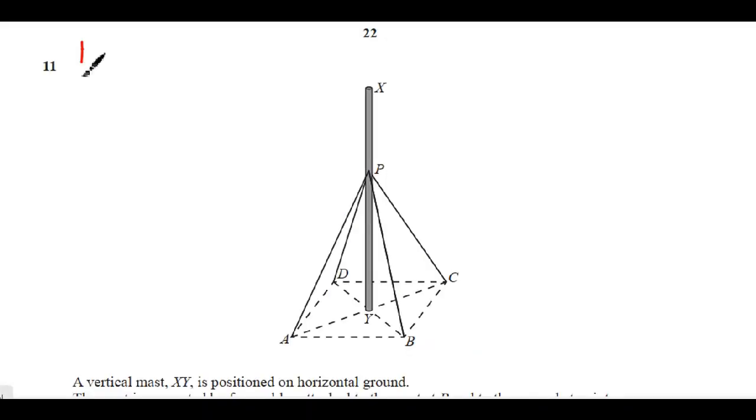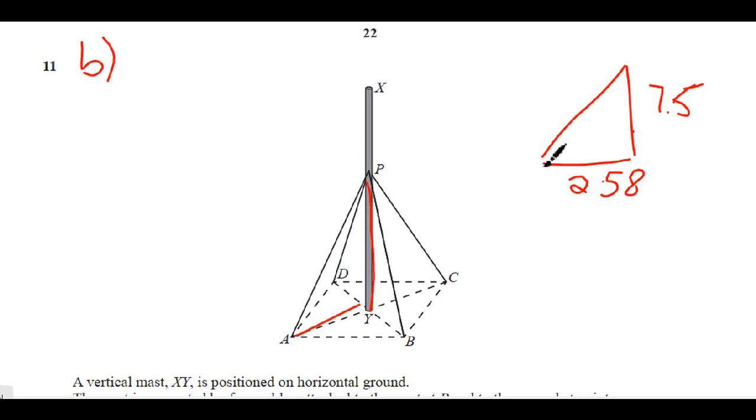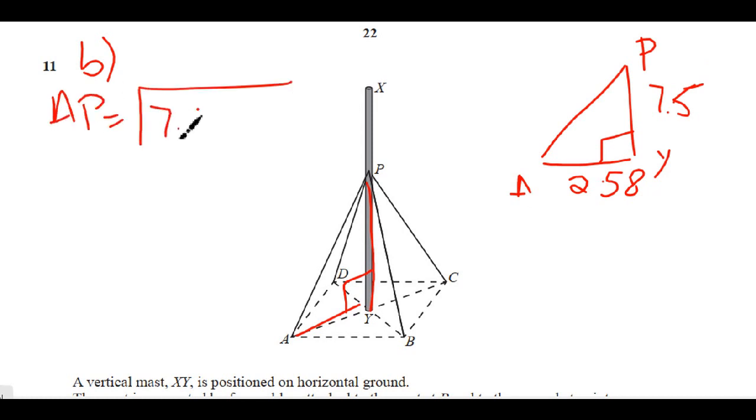Part B. Part B says calculate the length of one of the cables used to support the mast. We know this length is 7.5 given to us in the question. We know this length AY, which is 2.58, we found in the last part. We know the angle between them is a right angle, so this is AYP. We can find AP by applying Pythagoras theorem. 7.5 square plus 2.58 square whole under root, which gives us 7.93, rounded off answer.